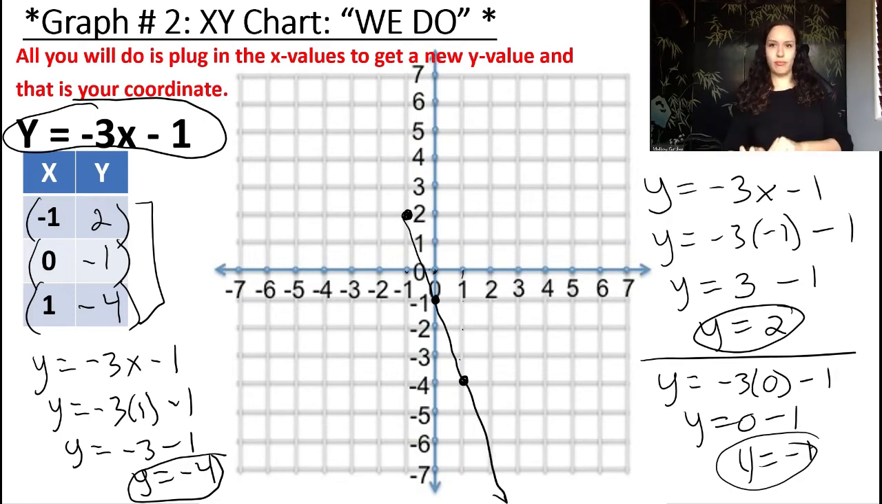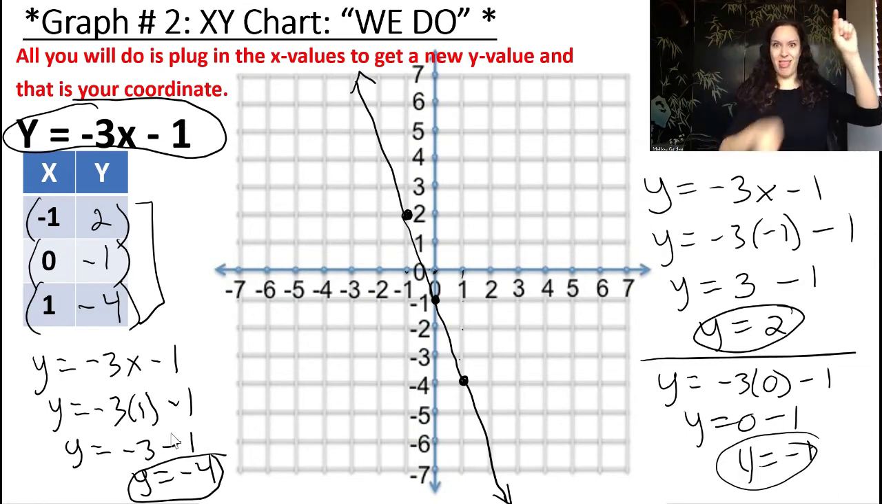And it should make a straight line. Right? If you get a point and it does not make a straight line, check one of your answers. Check that work for that point to see if you got it wrong. Because it will make a straight line.